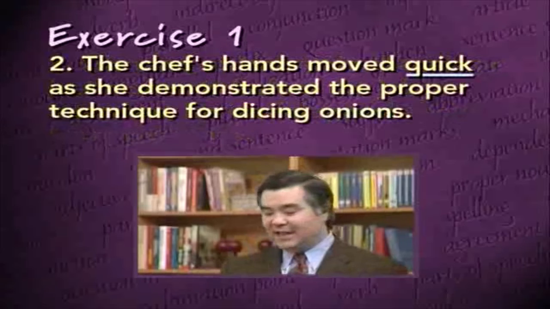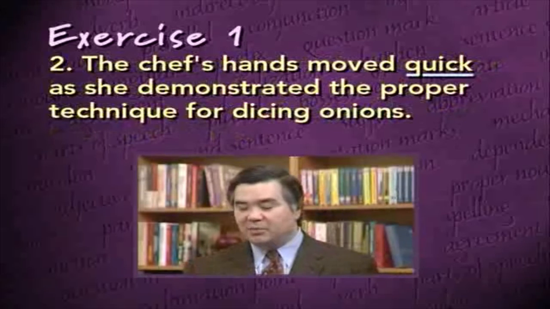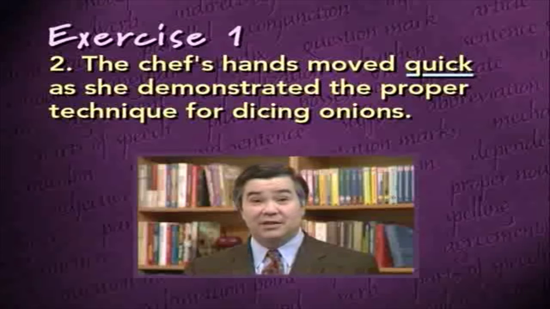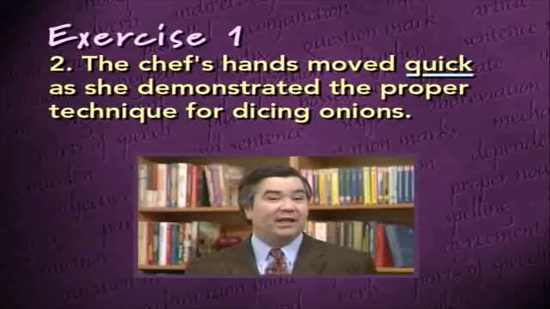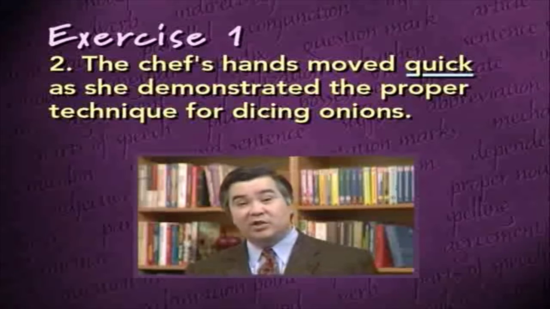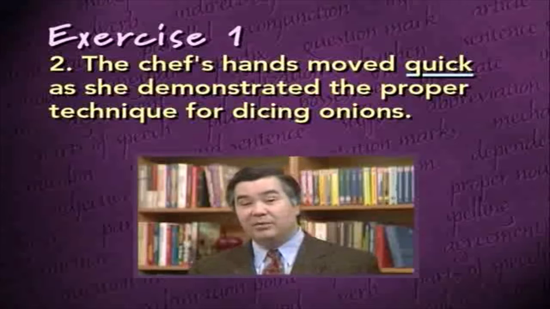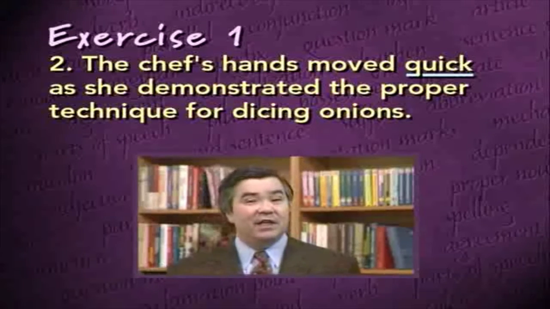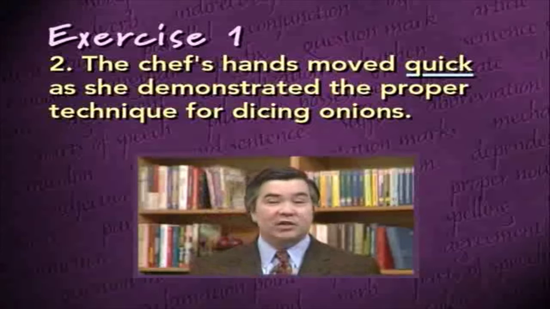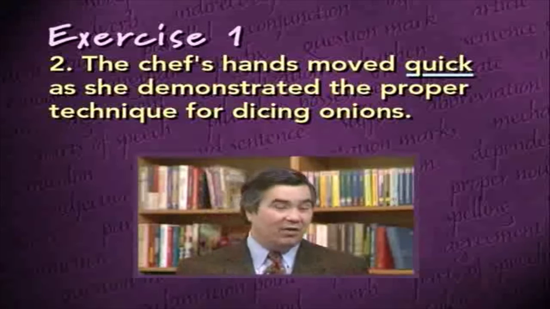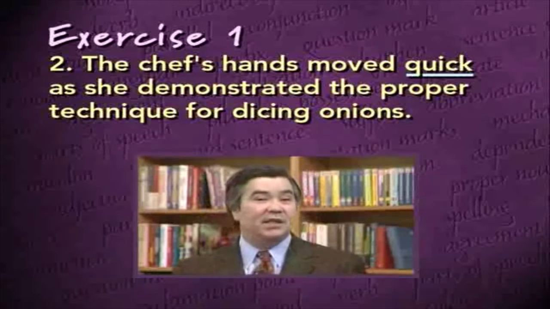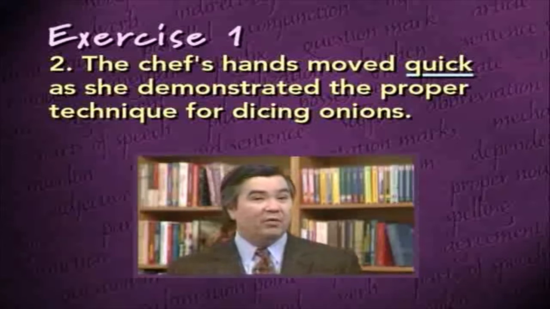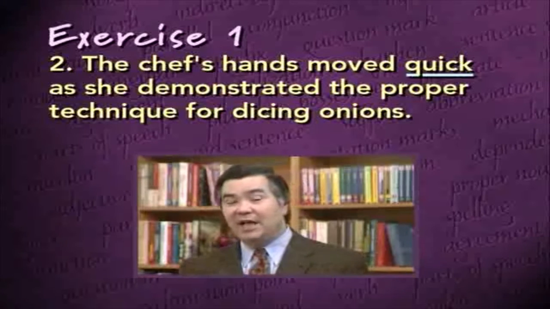Take a look at the next example. The chef's hands moved quick as she demonstrated the proper technique for dicing onions. Here the modifier quick is underlined. Now, is quick an adjective or an adverb? If you think about it, you can realize that quick is an adjective. The adverb with a corresponding meaning would have ly on the end. Remember, we've already seen that many adverbs in English have ly at the end. So quick would be an adjective, quickly would be an adverb.